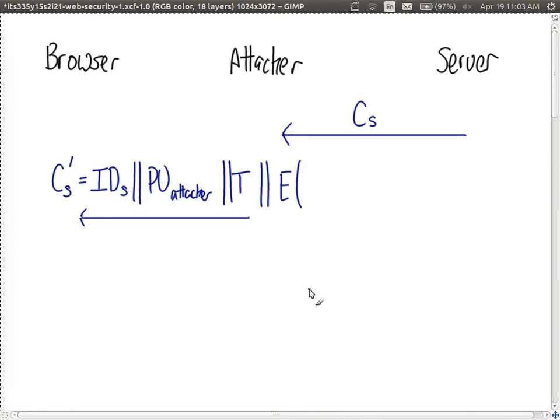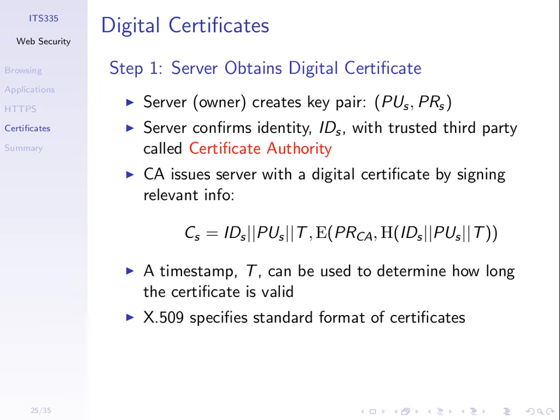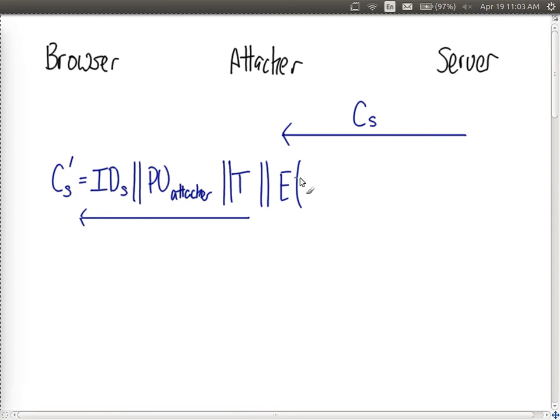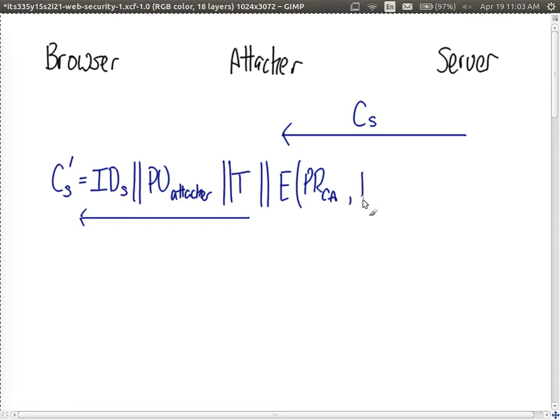How do we sign this? Well, let's include the original signature. This was the original certificate: the ID of the server, the public key of the server, the timestamp, and the signature. So let's attach that to the end without modifying it. That is, we don't change the signature. Have I got that right?